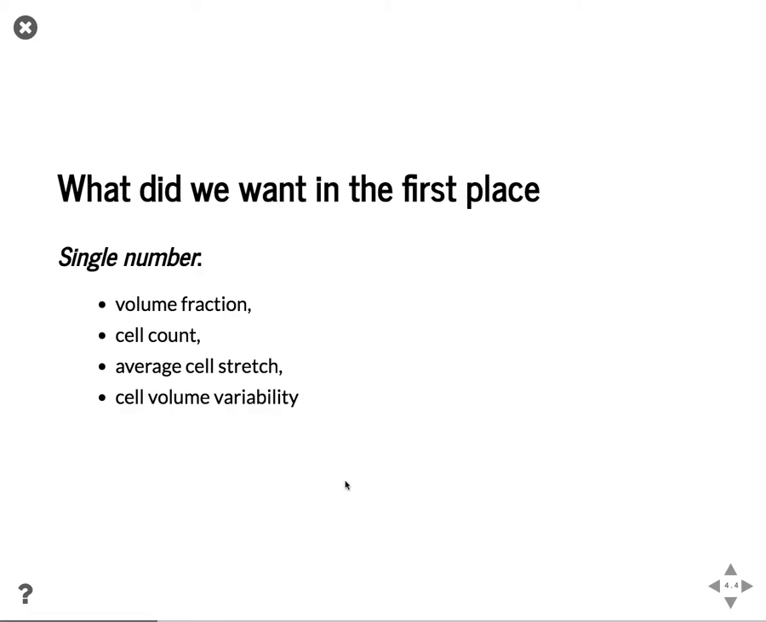And so if we look back at what we wanted in the first place, this is a single number. A volume fraction, a cell count, the average cell stretch, cell volume variability. This is the kind of information we're trying to extract. And in almost every experiment you'll do, that's really what you're trying to get. You're not trying to get a tensor. You're not trying to get complicated other images. You're really trying to get a single number, because if you want to perform a statistical analysis, you'll need to take all of these single numbers and do something with them.